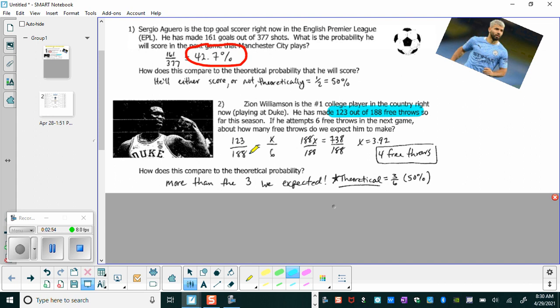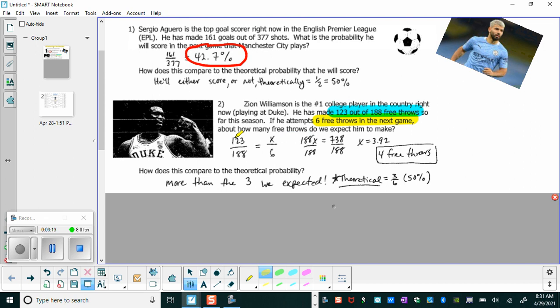What we can do here is work down and say, all right, let's think about possibly one game. Maybe in the next game, he's going to get to shoot 6 free throws. So we might want to predict how many he'd make if he went to the line and got to shoot 6 free throws.